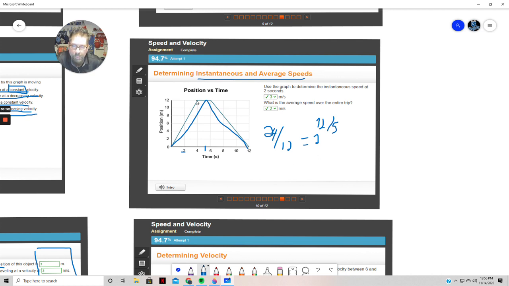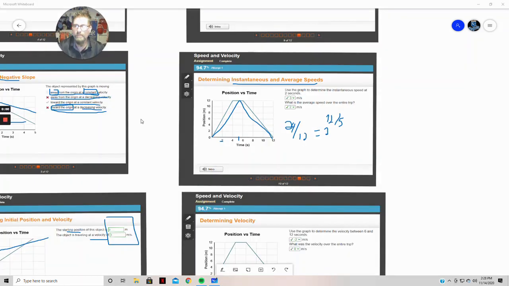So that stop in there is what threw off our overall average, because the clock is still running, but yet we're not moving. We're not getting to where we want to. But again, instantaneous and average speed, that's the idea with that. All right, so that takes care of the first 10.